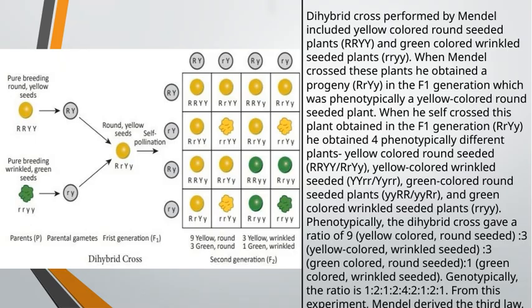From this experiment, Mendel derived a crucial principle: the law of independent assortment. It tells us that the genes for seed color and seed shape segregate independently during gamete formation, which explains the variety of combinations we see in the offspring. This experiment beautifully illustrates how different traits are inherited independently, contributing to the genetic diversity we observe in plants, and ultimately in all living organisms.